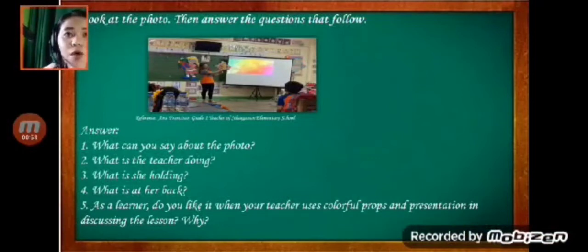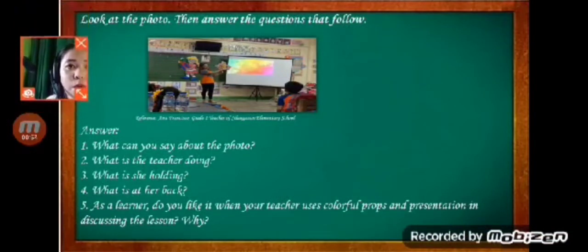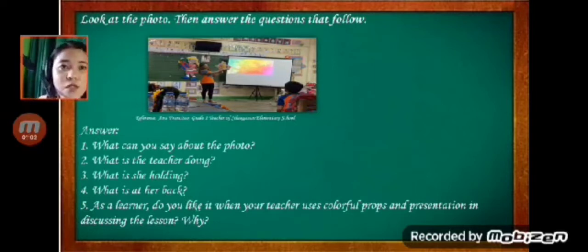Alright, look at the photo. Then, answer the questions that follow. The photo came from Ma'am Ira Francisco, a grade 1 teacher of Silanganan Elementary School. So, let's answer the following questions. What can you say about the photo? Alright. So, the photos are colorful and there are lots of visual materials, right?